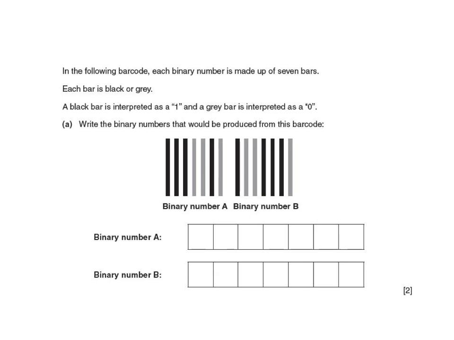Okay, again, problem solving ones. A black bar is a 1, grey bar is 0, so we've got binary number A. It's going to be 3 black ones, 2 greys, 1 black, 1 grey, and then B, 1 black, 2 grey, 3 black, 1 grey. Straightforward.